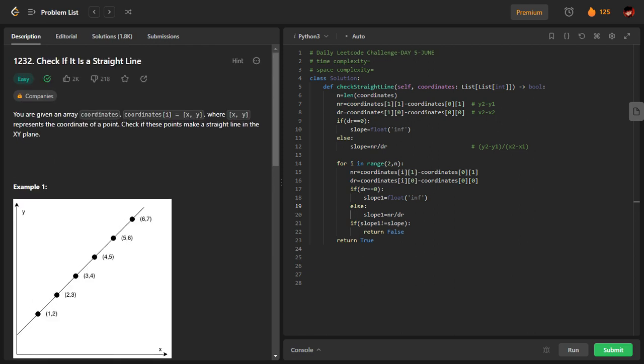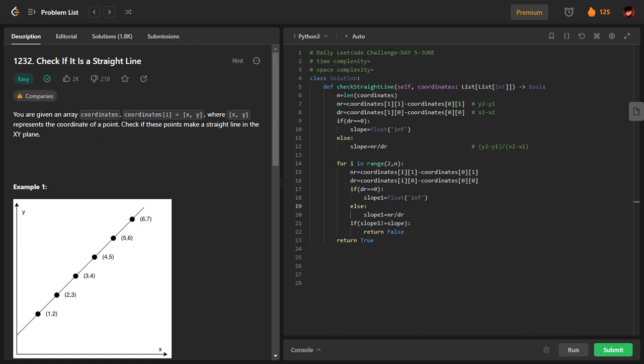If you go through the question, each of the coordinates represents a point in 2D space, that is, its x and y components. We have to check if these points make a straight line in the xy plane. If I remember correctly, if you are from a CBSE background, in class 11 we have these topics, and all the formulas for a straight line will be there.